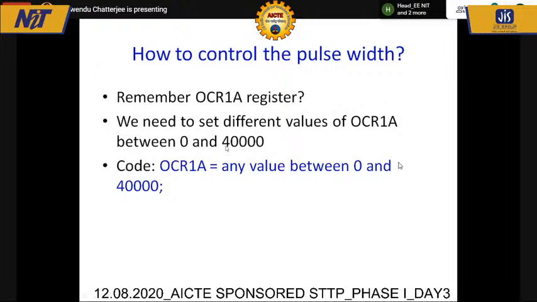So there will be no question of high or low. You will have to set some intermediate values between 0 and 40,000. Code is very simple. OCR1A equal to any value between 0 and 40,000. You can give 2,000, 2,500, whatever you like. Then the pulse width is automatically set. So we have now set the pulse width, and already we have set the time period.